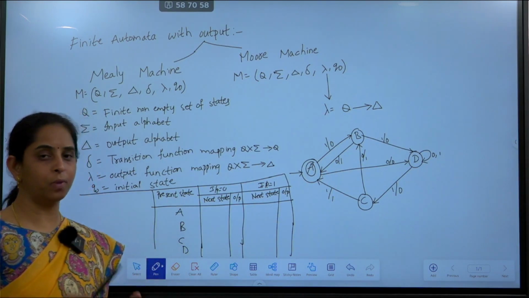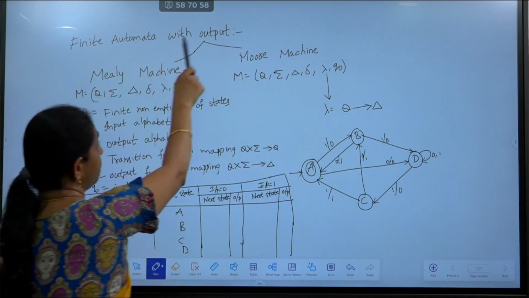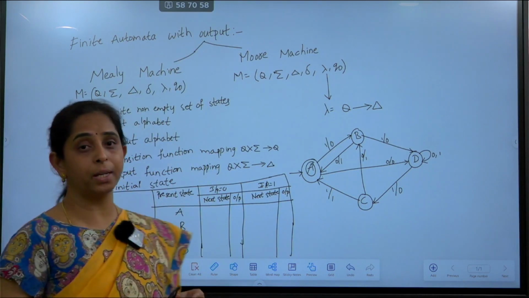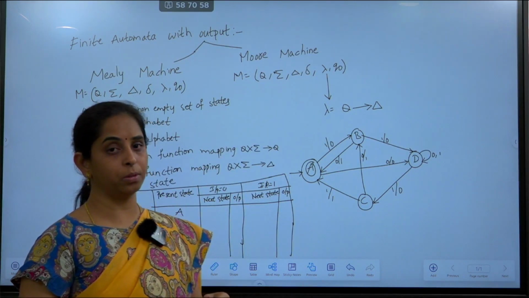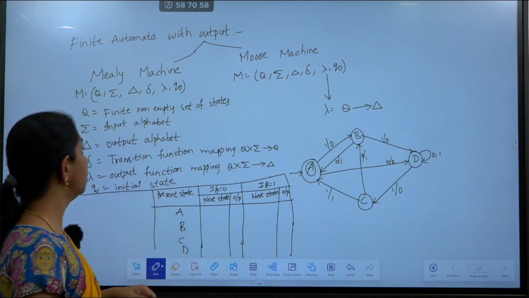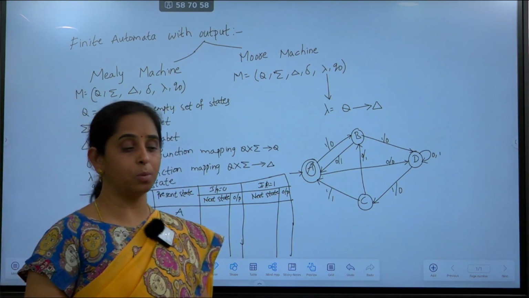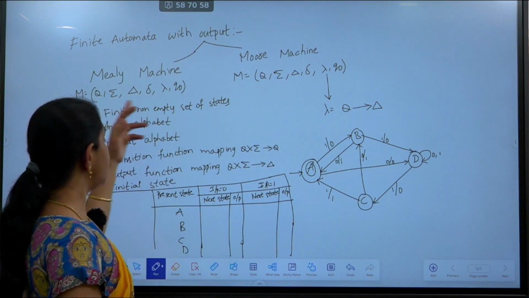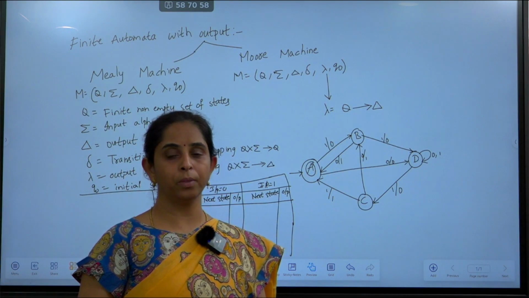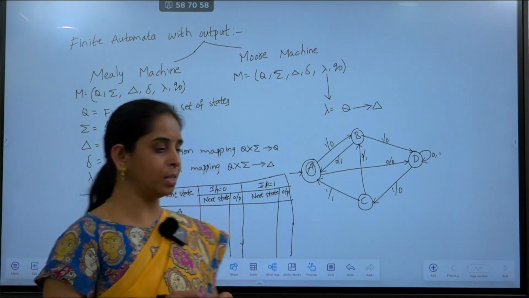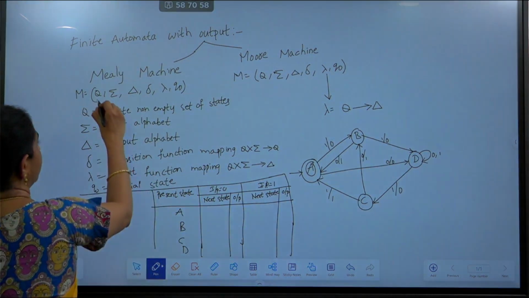Next we will see finite automata with output. Finite automata with output can be categorized into two types, Mealy machine and Moore machine. We will see the definitions of the Mealy machine and the Moore machine. First, the Mealy machine is a type of finite automata with output. Here the output depends only on the present state and the present input.